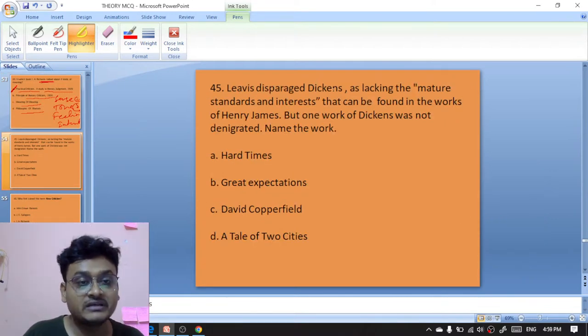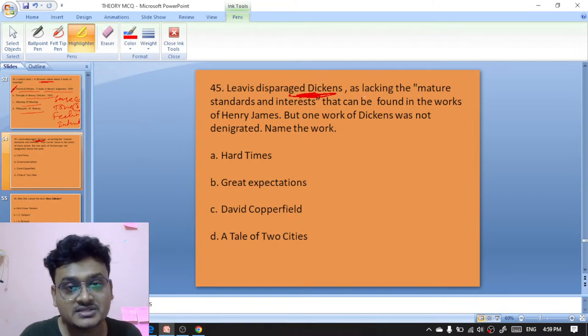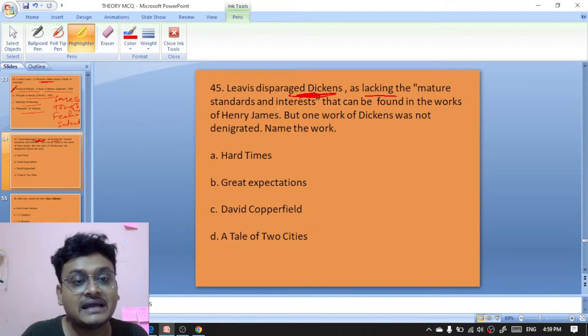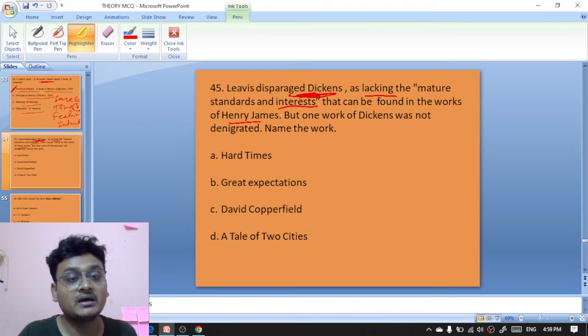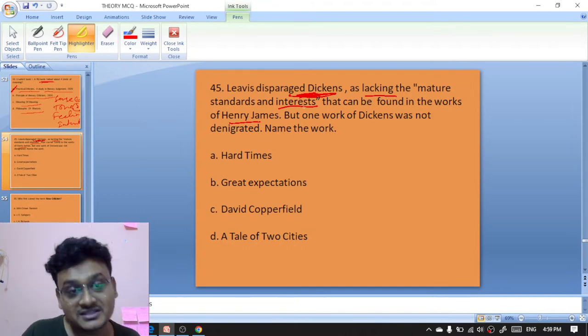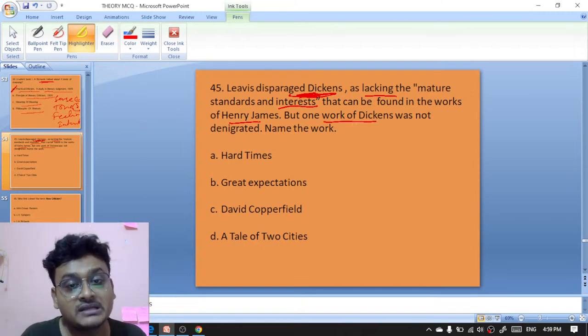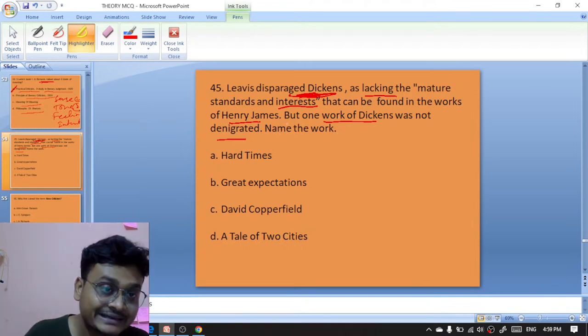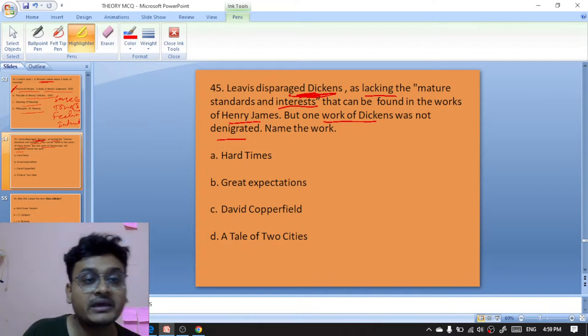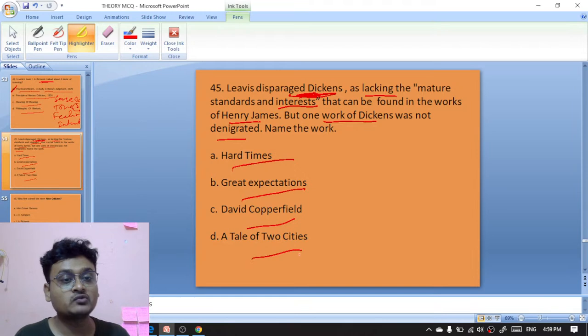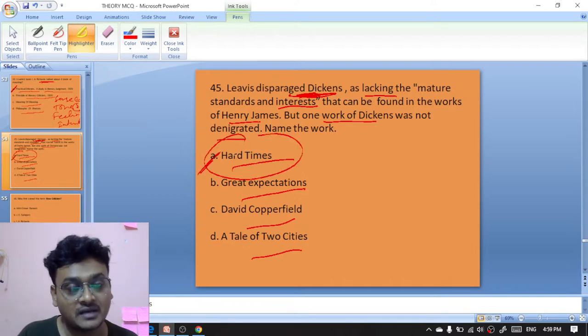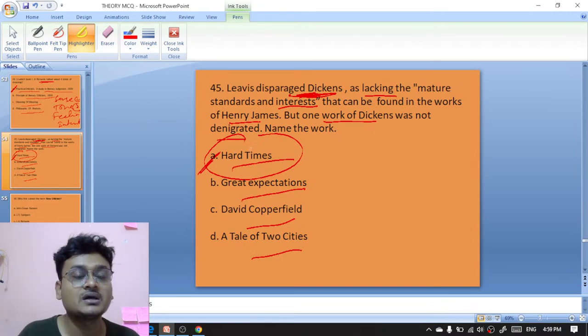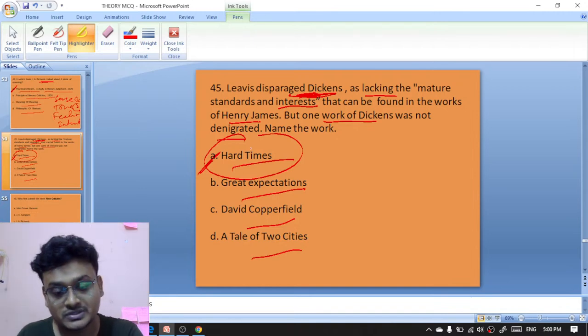Okay. Next question. F.R. Leavis has disparaged Dickens, has denigrated Dickens, okay? Because Dickens lacks the mature standards and interest that can be found in the works of Henry James. So here F.R. Leavis is praising Henry James, whereas he has disparaged Dickens. But one work of Dickens was not denigrated, was not criticized, was accepted, okay? So which is the work that was not criticized by F.R. Leavis? Hard Times, Great Expectations, David Copperfield, A Tale of Two Cities. The work of Dickens that was not denigrated by F.R. Leavis was Hard Times. He has praised Hard Times; except Hard Times, he has criticized all the other works of Dickens.